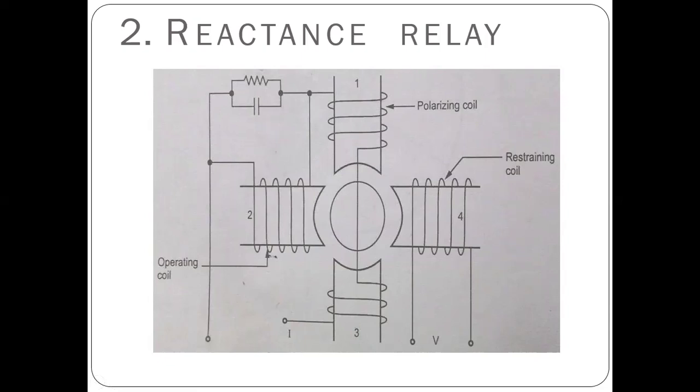So what will the disc do? It will rotate, it will move. But when the fault occurs, the voltage drops. If the voltage drops, the current increases and the circuit will trip. So this is the working principle of the reactance relay.